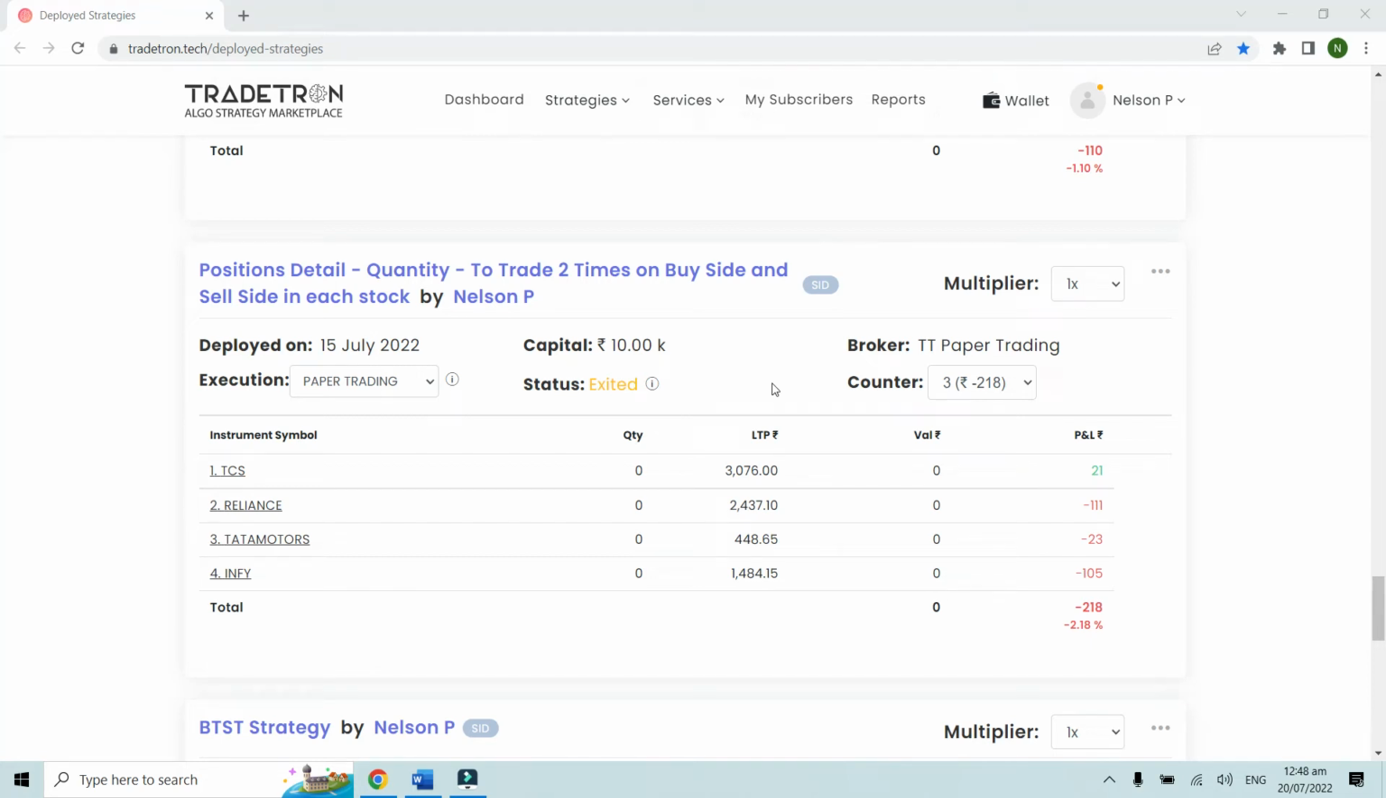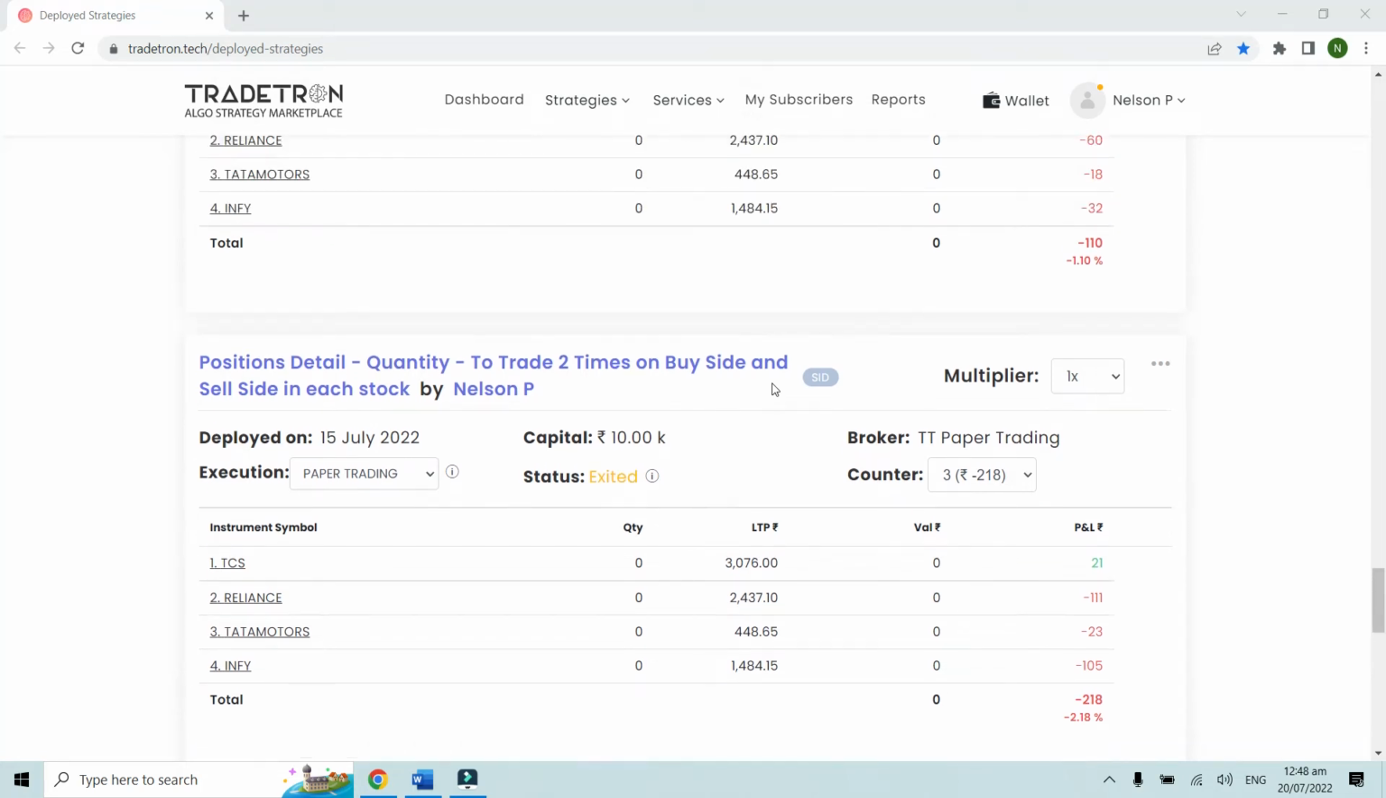Hello everyone. In this video we are going to see how to create a strategy where we can use the positions detail in order to take entry two times on the buy side and on the sell side of each stock in the list.